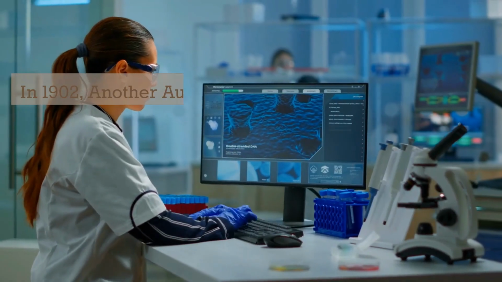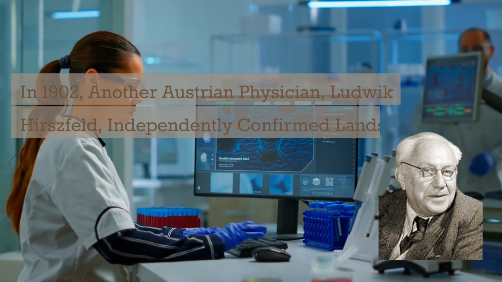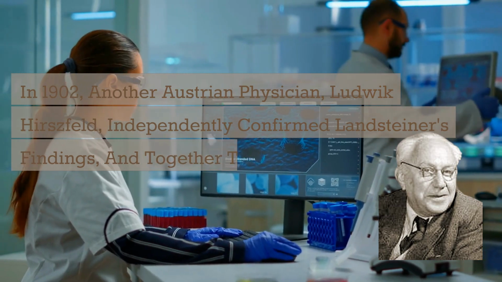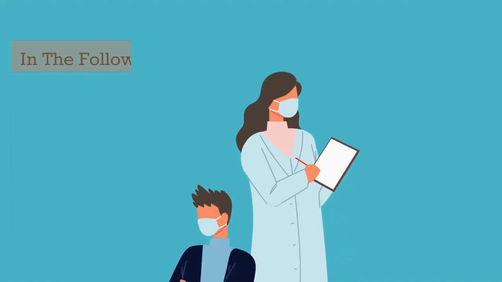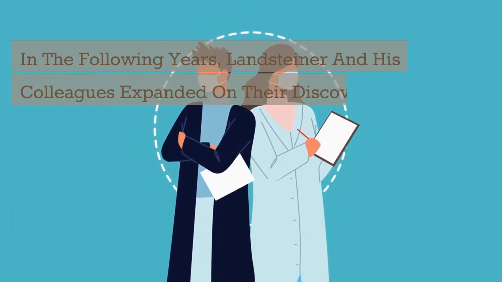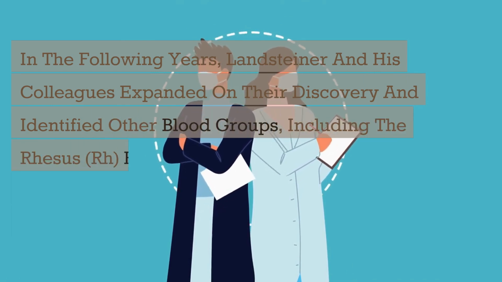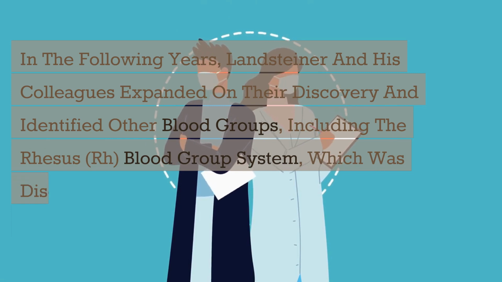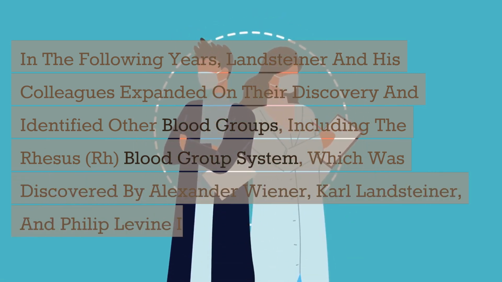In 1902, another Austrian physician, Ludwig Hirszfeld, independently confirmed Landsteiner's findings, and together they published their discovery in the same year. In the following years, Landsteiner and his colleagues expanded on their discovery and identified other blood groups, including the rhesus, Rh, blood group system, which was discovered by Alexander Wiener, Karl Landsteiner, and Philip Levine in 1940.